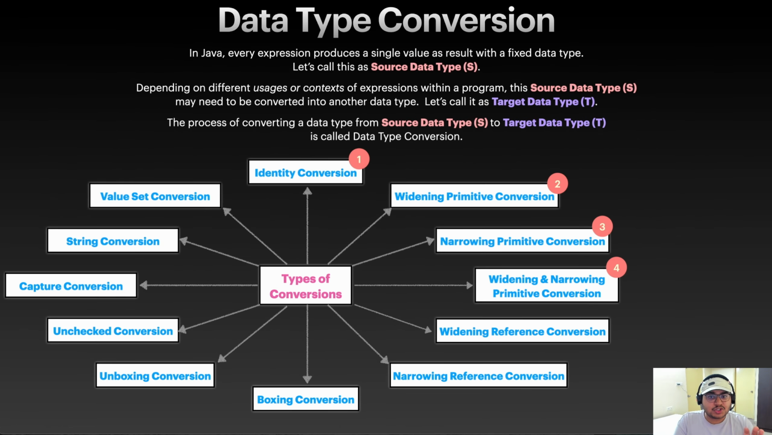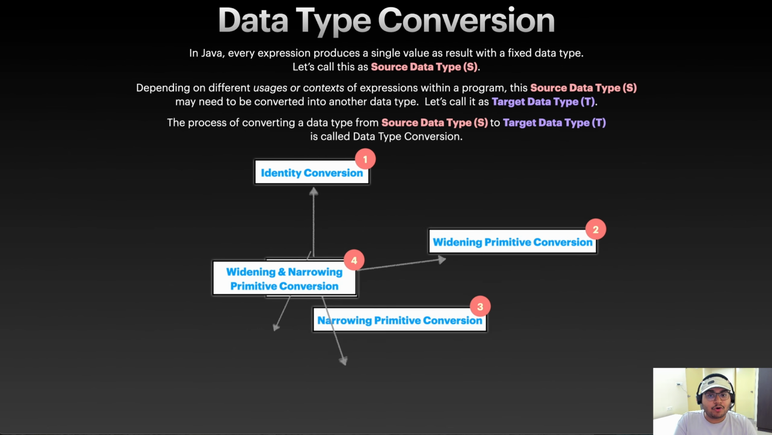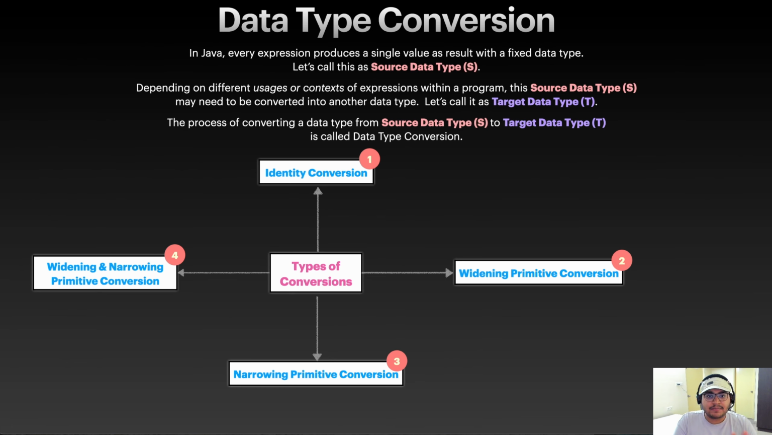In Java, there are 12 possible data type conversions. In this episode, we will primarily focus on 4 of these conversions, as we haven't covered the necessary concepts for the remaining ones yet. We will introduce the others as the series progresses and the relevant topics come up. These 4 conversions are identity conversion, widening primitive conversion, narrowing primitive conversion, and widening and narrowing primitive conversion.